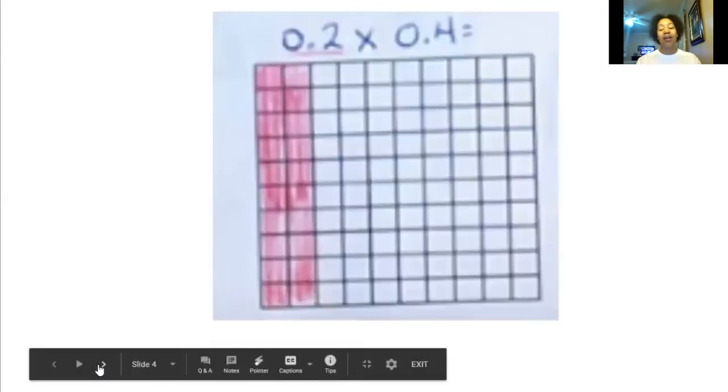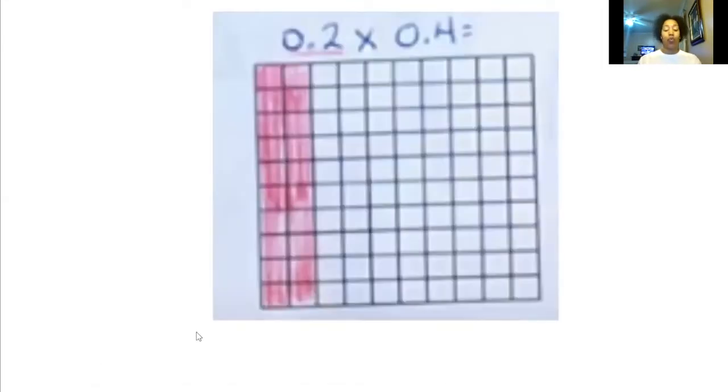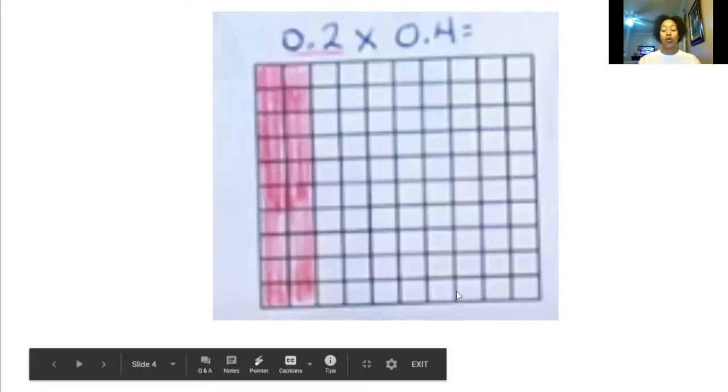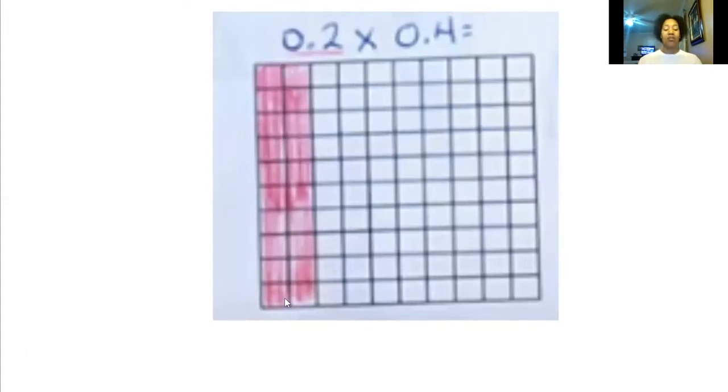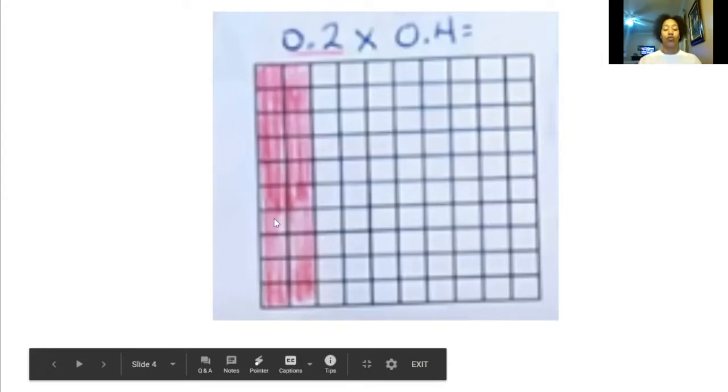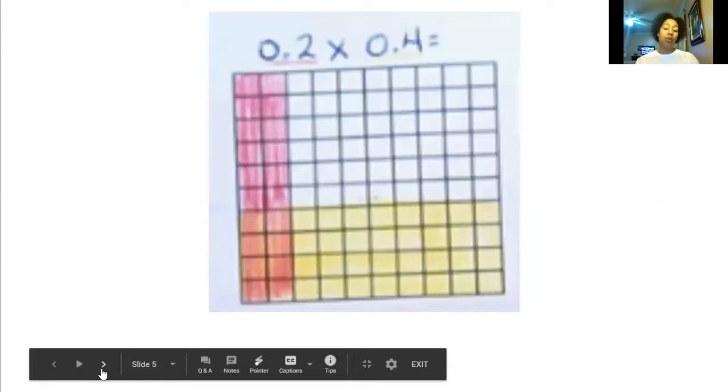Now we are looking at our 4/10. Well, this time we're going to shade 4/10 going horizontally. And as long as we shade in 4/10, it doesn't really matter if you start at the bottom or at the top. But today, I'm going to start at the bottom. So I'm going to shade in 4 rows of 10 in yellow. Because we're multiplying, it's 2/10 of 4/10.